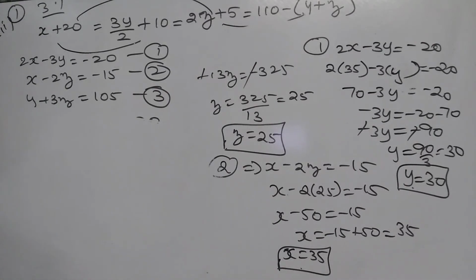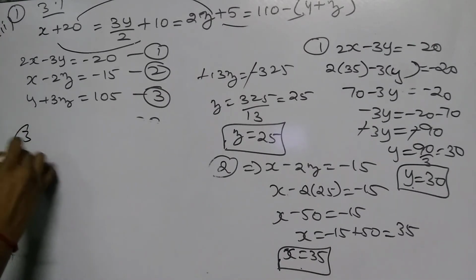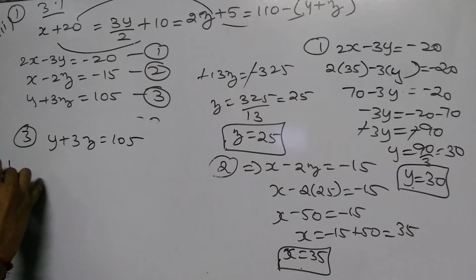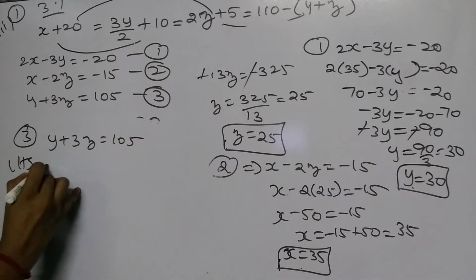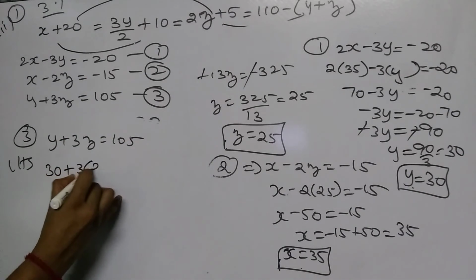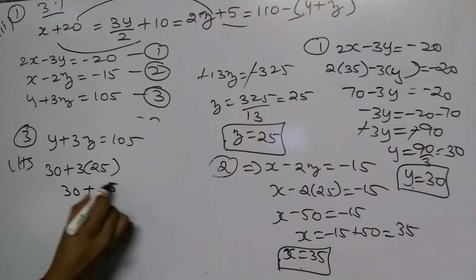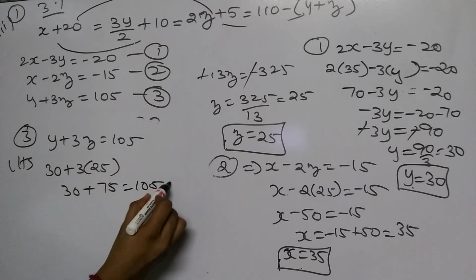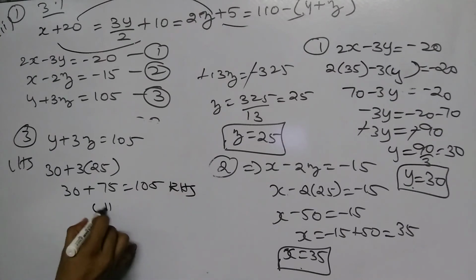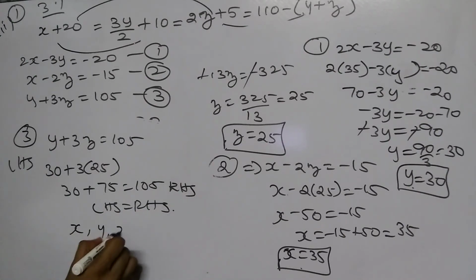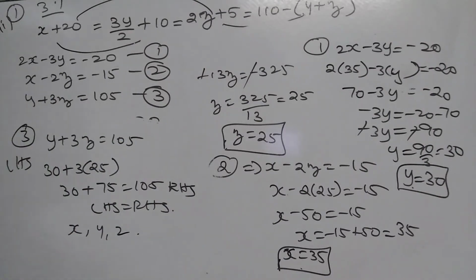If you want to check the z, you substitute in the third equation. y plus 3 into z is 105, is it not? So take the left hand side. Y is 30. 30 plus 3 into 25. What is it? 30 plus 75, which is 105. That is your right hand side. So left hand side and right hand side are both equal. So your x value, y value, z value are correct. You can check your answers.